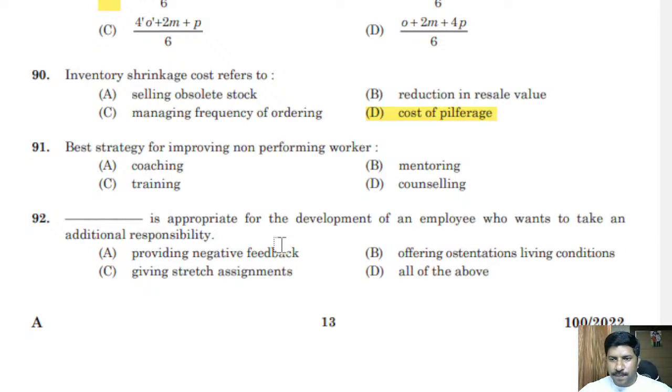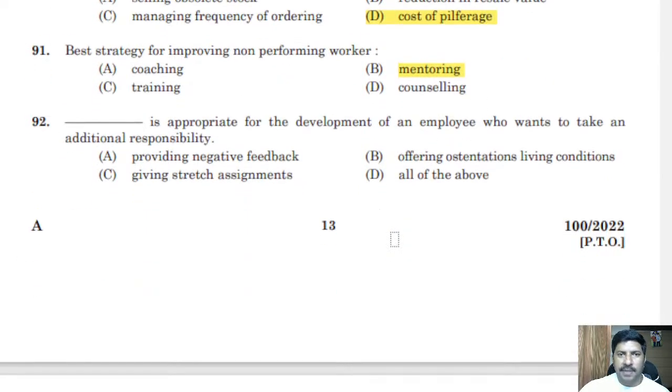91st question number. Best strategy for improving non-performing workers. Mentoring means one leader has to supervise that particular worker. Like that they can improve. So 1:1 supervision will be helpful for a non-performing worker.